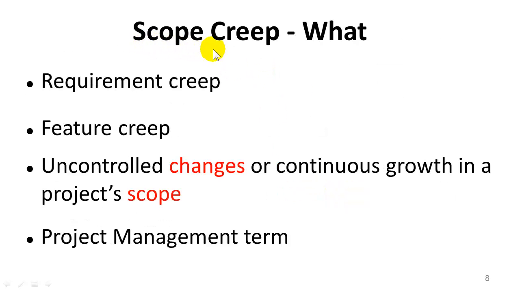There is a term out there in the industry called scope creep. And this is when the scope gets out of hand because we really didn't identify it in the beginning. We start adding requirements, adding features. So scope creep refers to these uncontrolled changes or continuous growth in the project scope. If you're familiar with this concept of project management, this is where this term pretty much originated.